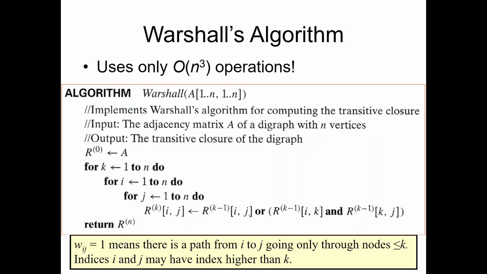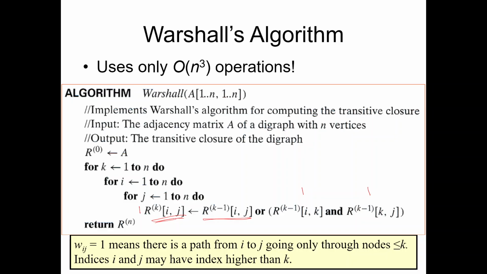Either it is 1 beforehand, or when will R k ij become 1? When either it is already 1, or R k minus 1 ik and R k minus 1 kj, both of them are ones, then the result will also be 1. I don't need to worry about this algorithm, but this is the procedure we have done, right? So if in R0 we found that i0 and 0j are both 1, then ij will also become 1 in R1, in the next matrix. Okay. And finally, you return R raised to n.